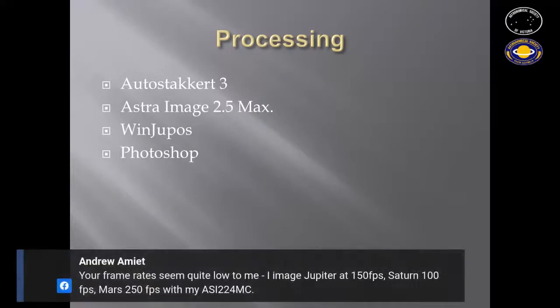Got a question for you, Paul. Sure. We've got Andrew saying your frame rate seems quite low to me. I imaged Jupiter at 150 frames per second, Saturn at 100 frames per second, and Mars at 250 frames per second with my ASI224MC. That's a fair comment. It's probably because the workstation I use is about 7 or 8 years old now. It doesn't have a dedicated USB port, but I'm using an SSD that's within the laptop. So yeah, that's highly likely.